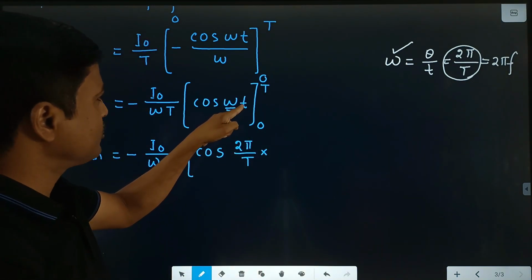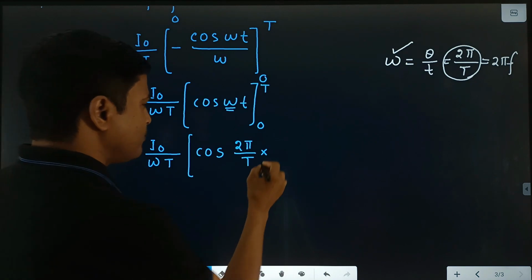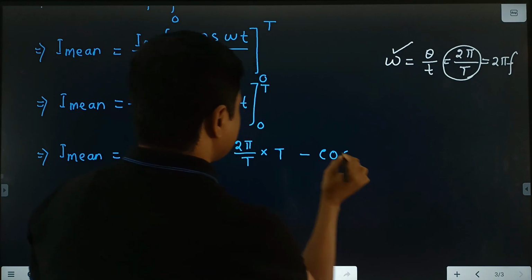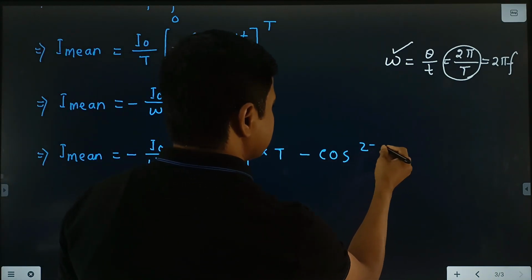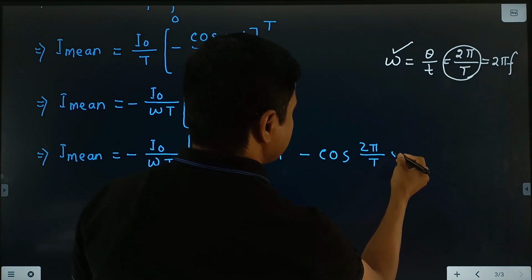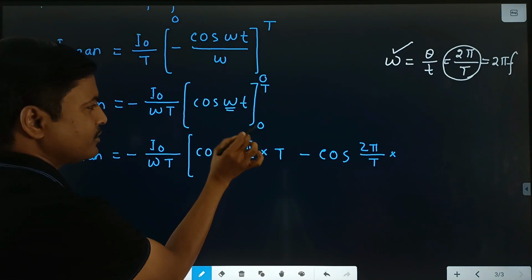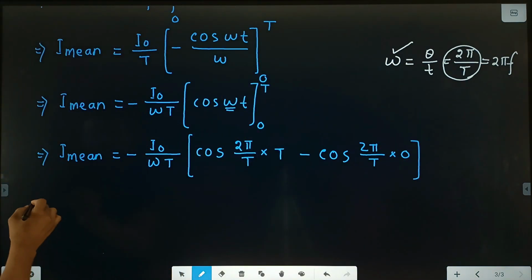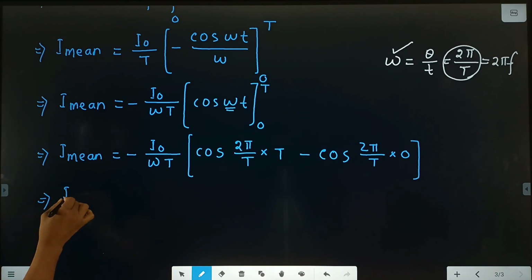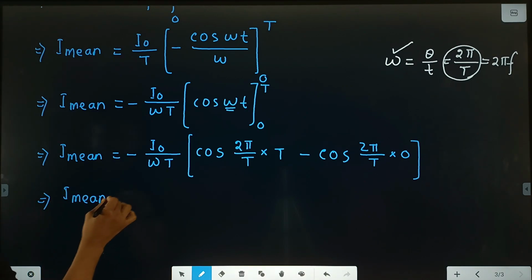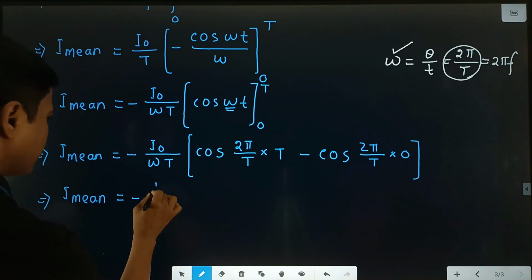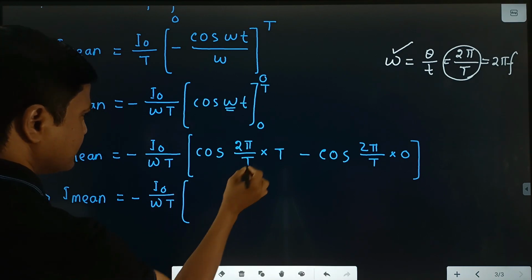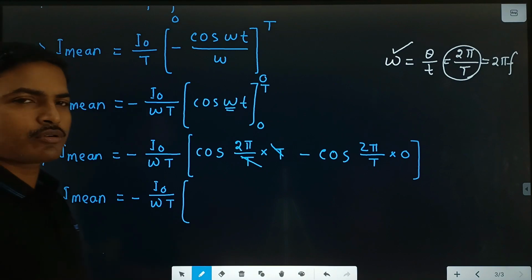first in place of small t we put the upper limit, that is capital T, then minus of cos, in place of omega we write twice pi divided by T multiplied by, in place of small t we put the lower limit, that is 0. Clear? That implies we write mean value or average value of alternating current is equal to minus I0 for full cycle. T cancels, remaining is cos 2 pi.